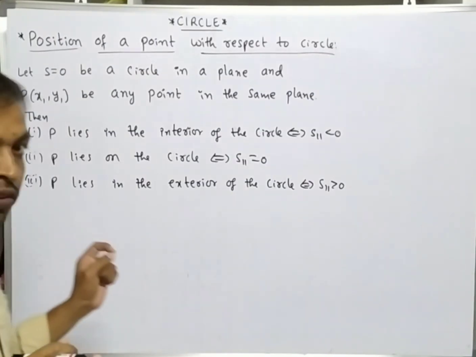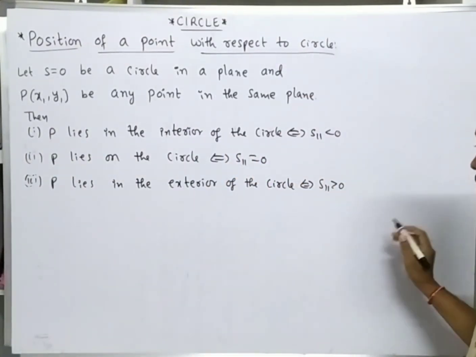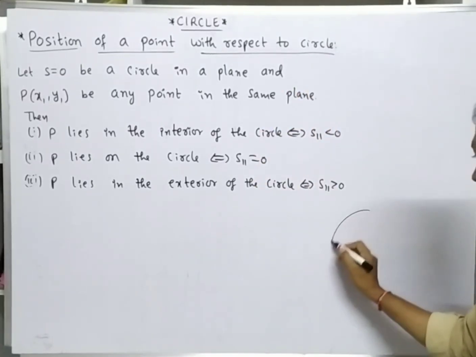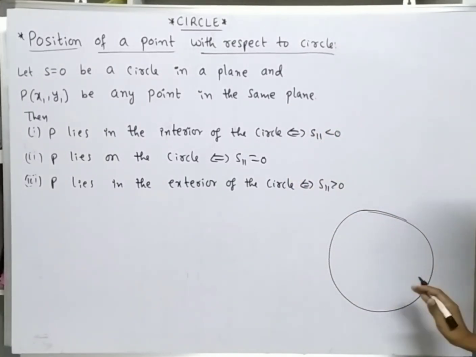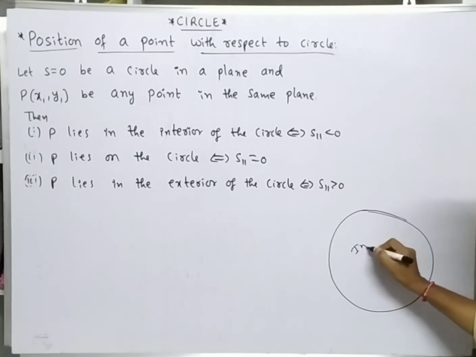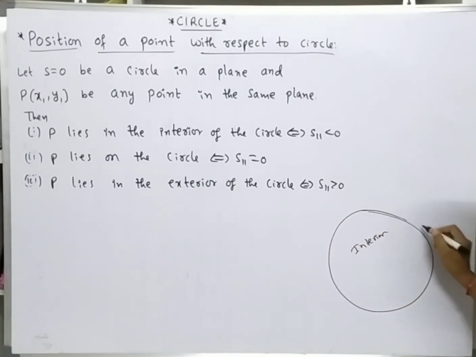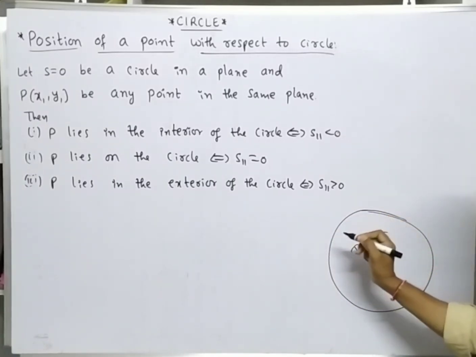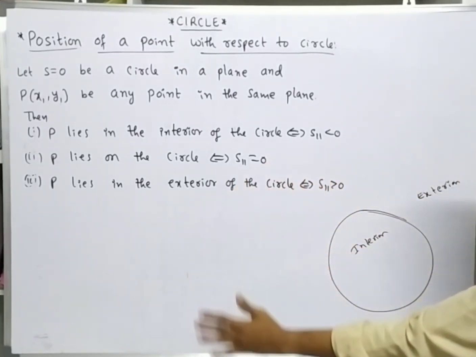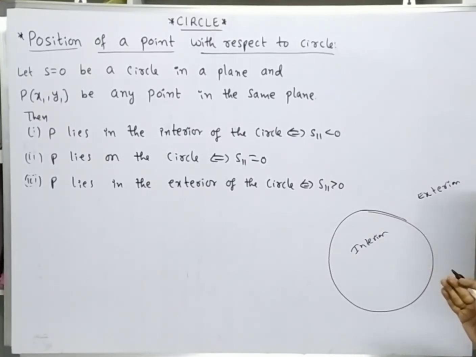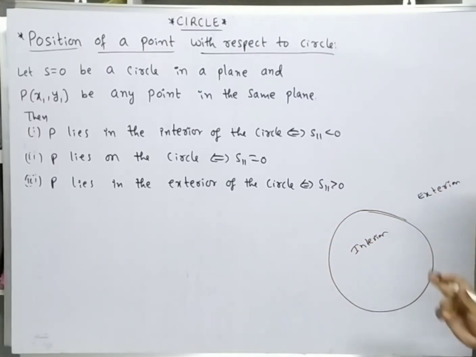Next topic is position of a point with respect to a circle. First of all, this is a plane, this is a circle. This circle divides the plane into three parts. One is this one, the interior part. Second is the boundary or circumference of the circle, and the third is the exterior, the outside of the circle. So the circle divides the plane into three parts: interior, exterior and boundary.